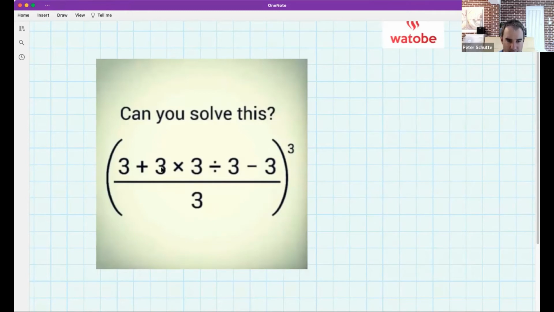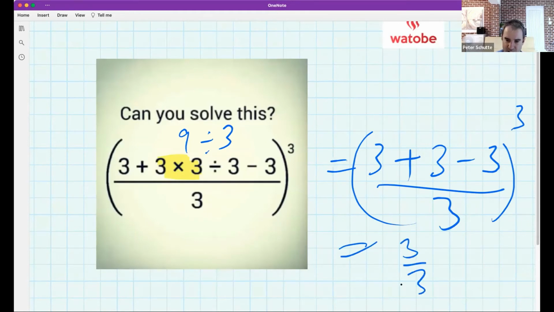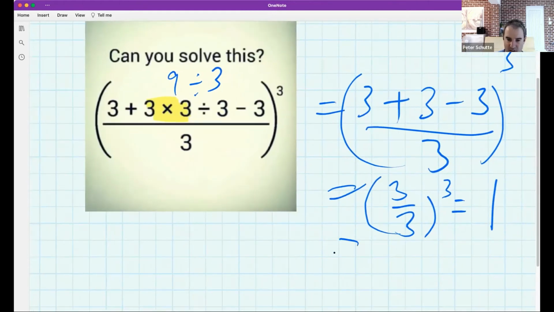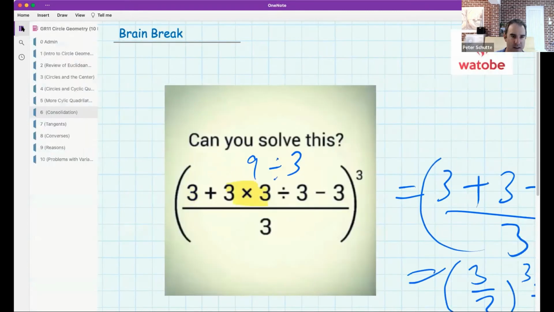So according to BODMAS, I should be doing these ones first. So that one's going to get 9. And then I'm going to divide that by 3. So that's hanging around, plus 9 divided by 3. So plus 3 minus 3 over 3 cubed. And that's 3 over 3. And then that's going to be 1 because it's just 1 cubed. Yeah, so that question, as long as you understand BODMAS properly, you're good to go.